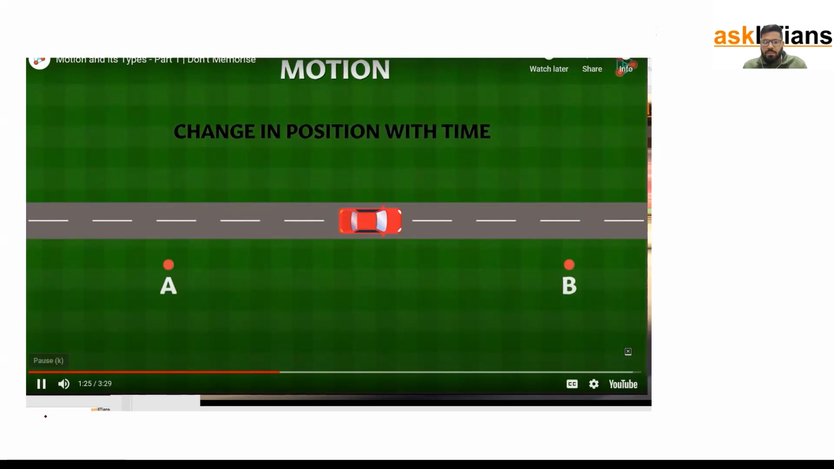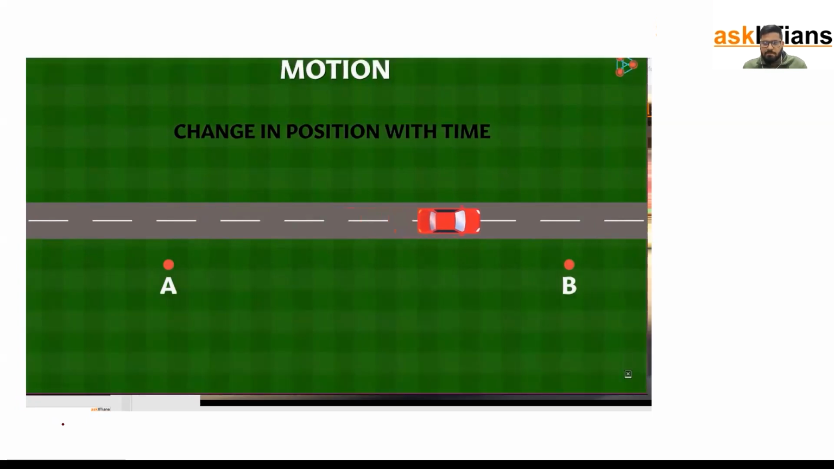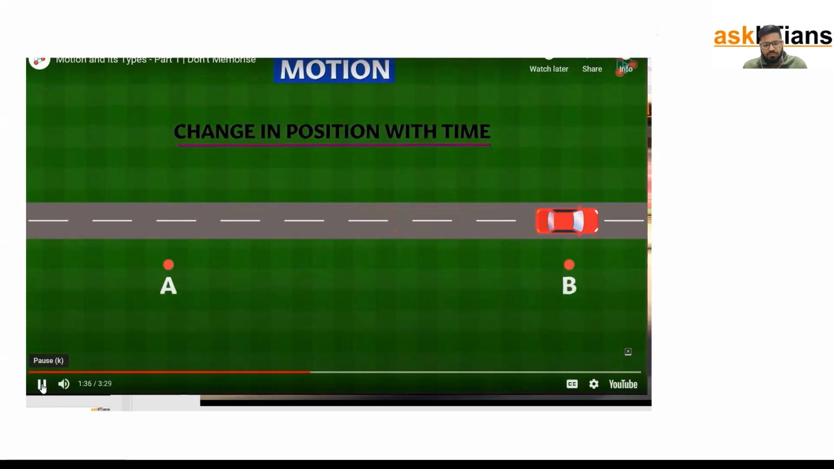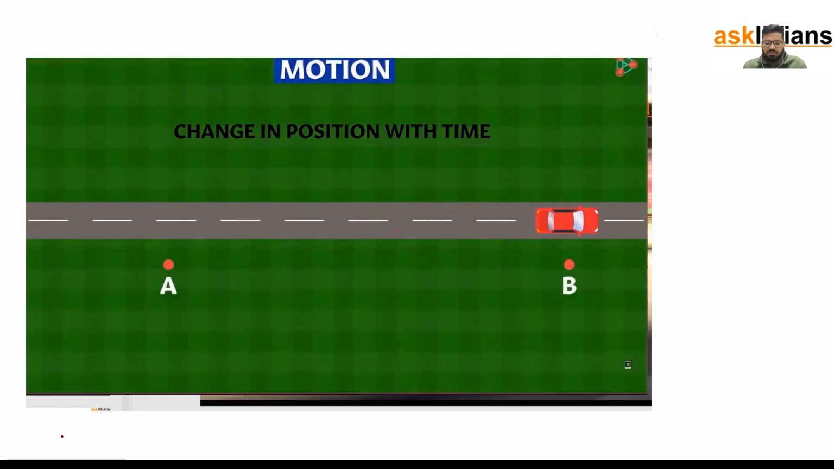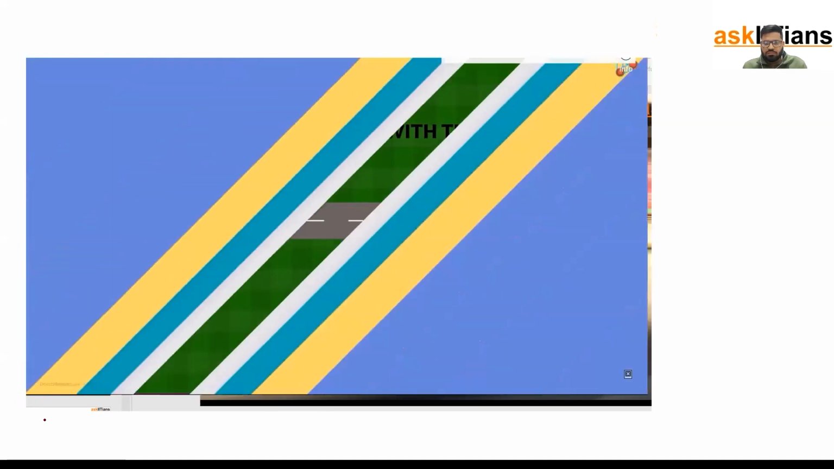Notice what's changing: the position of the object with time. The change in position of the car with time is what we call motion. So, change in position of any body with time is known as motion. I hope it is now much clearer. Whenever there is a change in position of a body, we say it is in motion. Let's discuss the different types of motion.